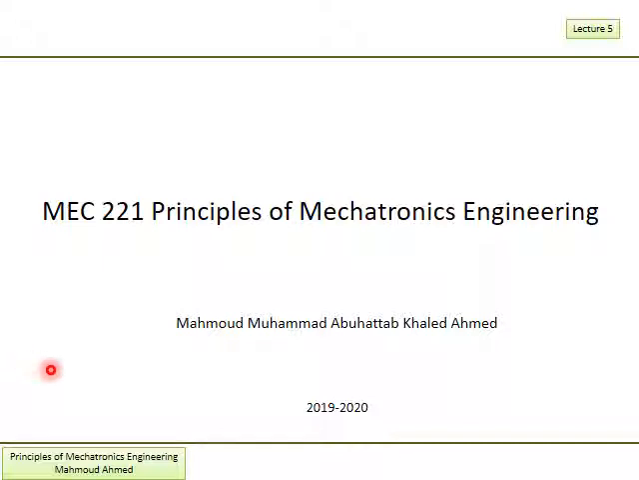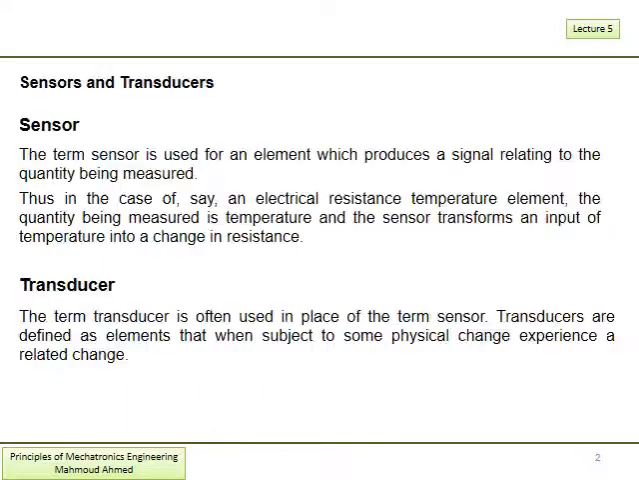Welcome everyone in our lecture Principles of Mechatronics Engineering. Today we are going to start the topic regarding sensors and the transducers.